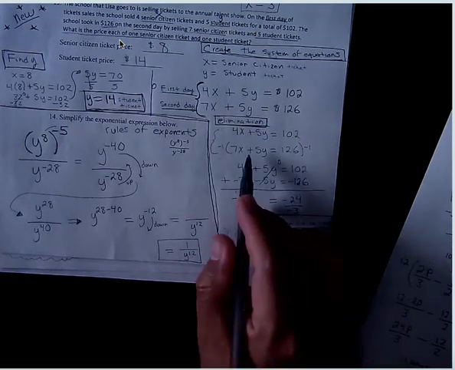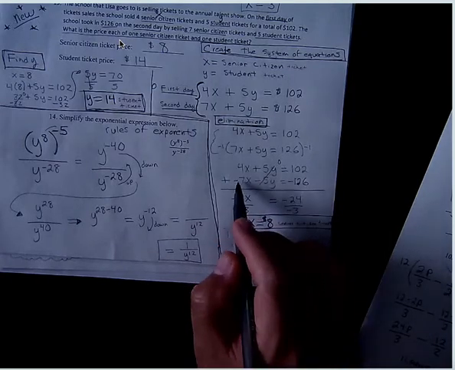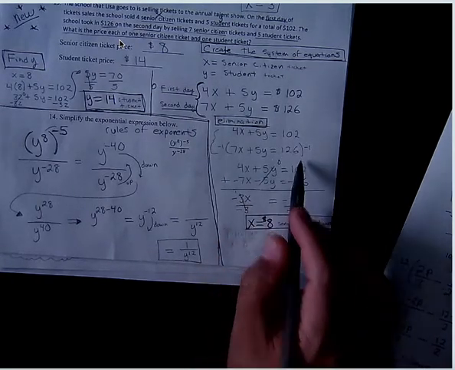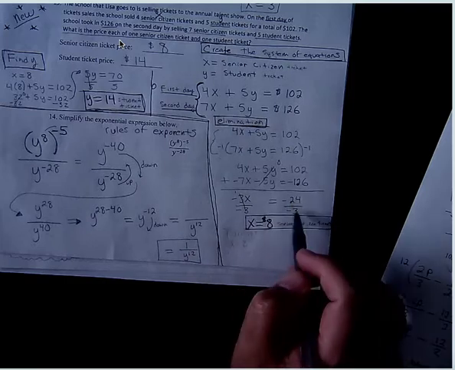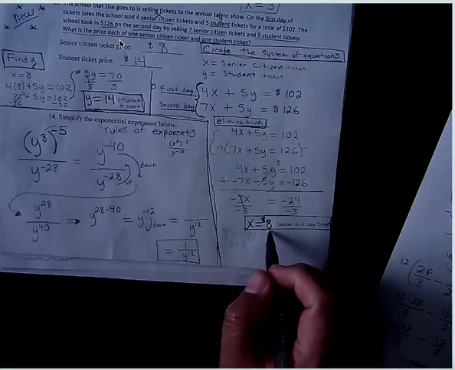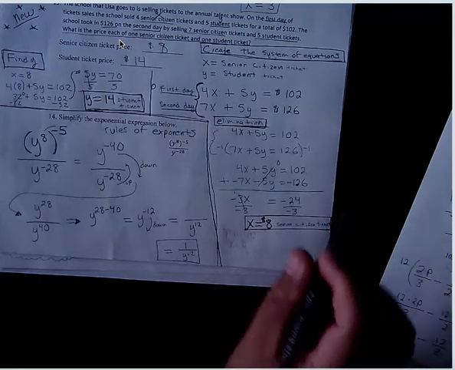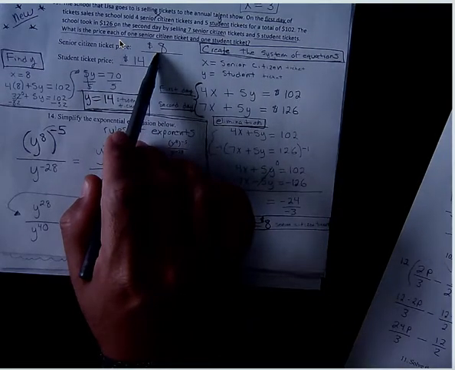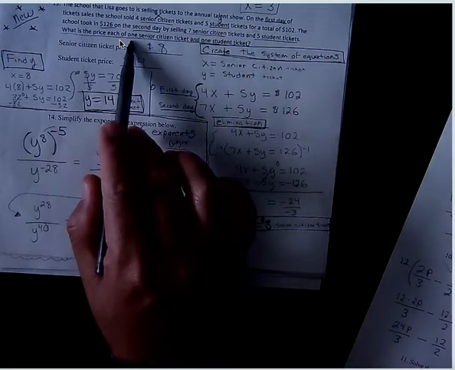And then you add stuff going down. That's a positive, minus a 7 gives me a negative 3. That one gives me a negative 24. Divide both negatives, it gave me a positive 8. So $8 is the price of senior citizen tickets. That's why I have the $8 here, because they wanted to know the price of each ticket.